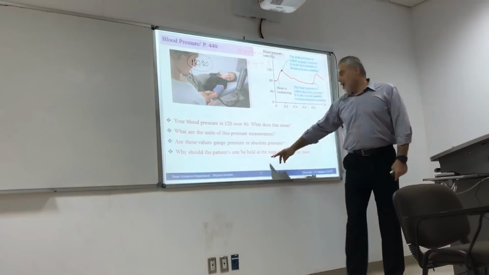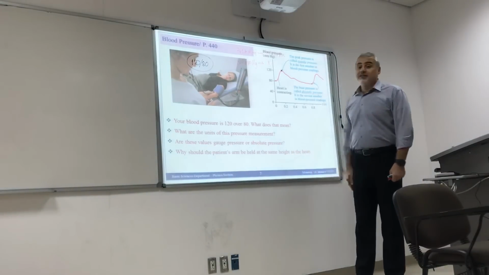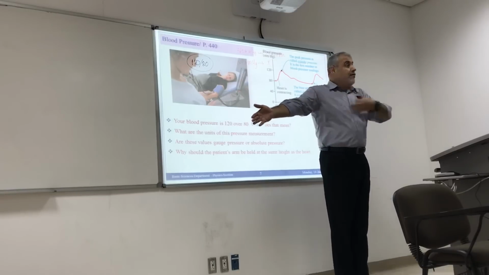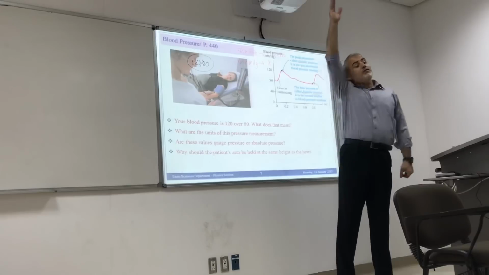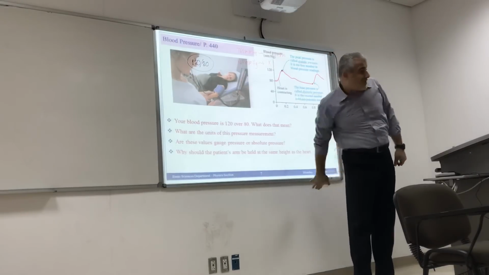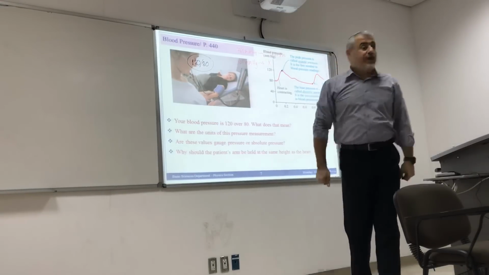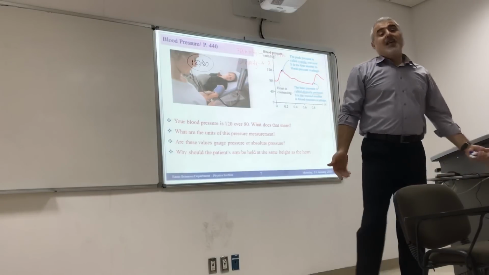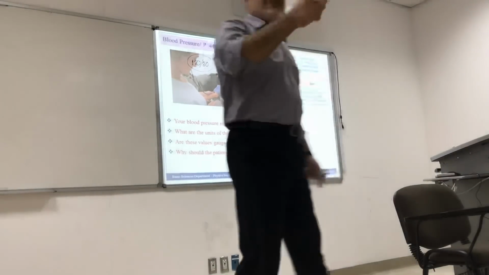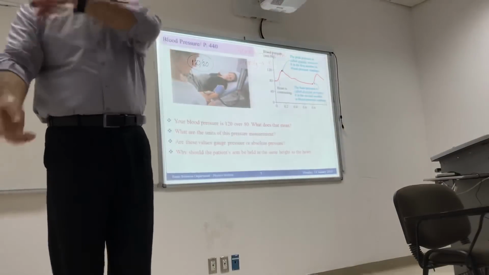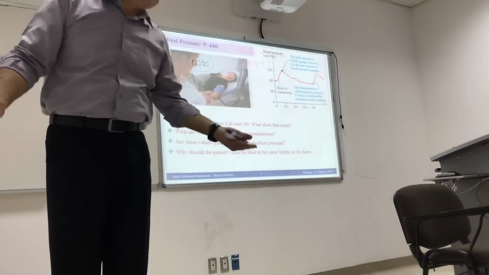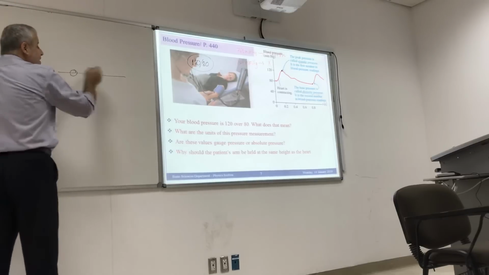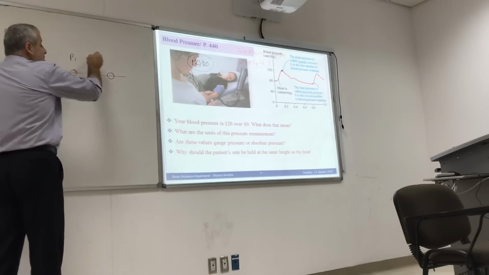Why should the patient's arm be held at the same height as the heart? You should put it at the same level as your heart. Why? You cannot, for example, raise your hand or lower it. Explain it. Same height, horizontally. Your arm will be at the same level as your heart. Just like what we said, all the horizontal points at the same height have the same pressure.